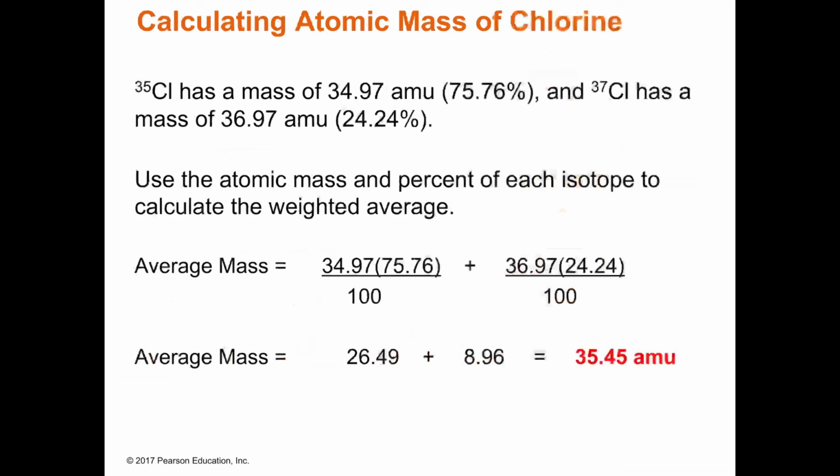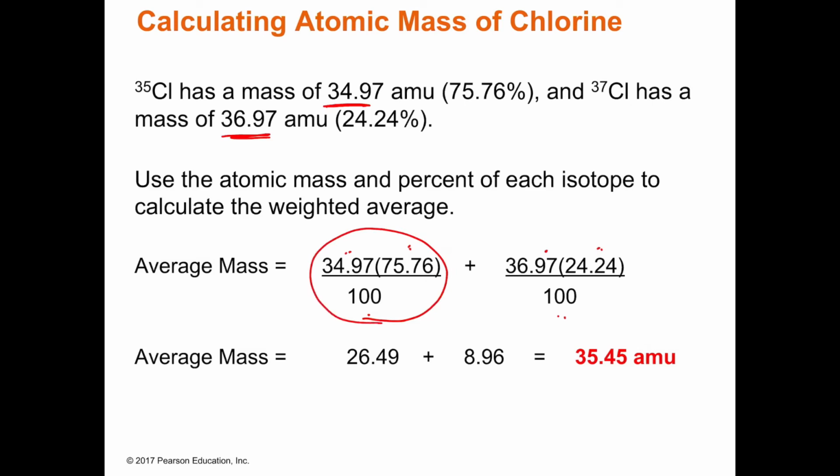So here it is. So this one, we have actual masses. So again, we do our mass times our percent over 100, our mass times our percent over 100. And this is the same problem as the one before. The only difference here is that we have the actual masses of these isotopes. So we'll put mass times percent over 100, mass times percent over 100.